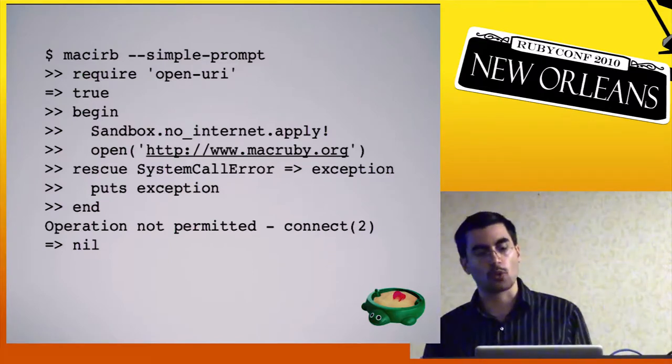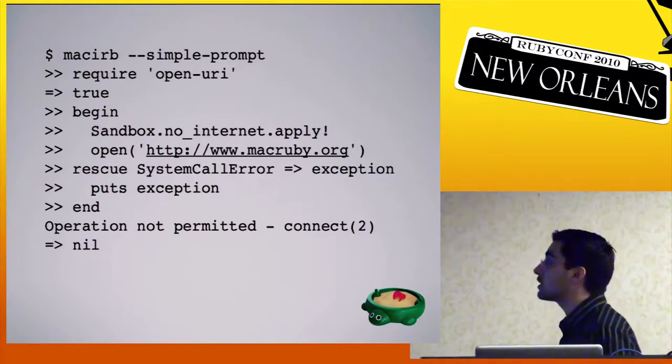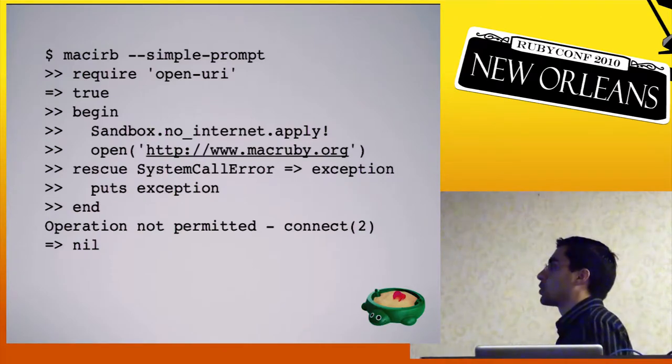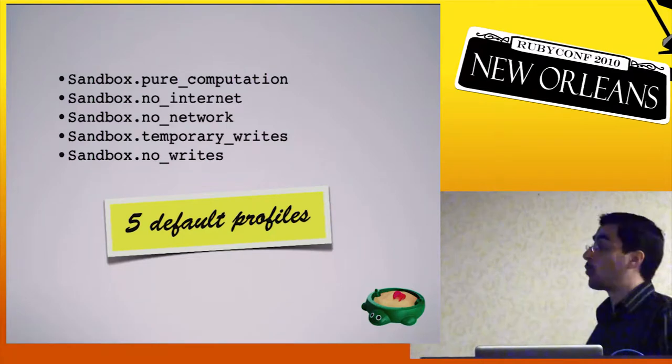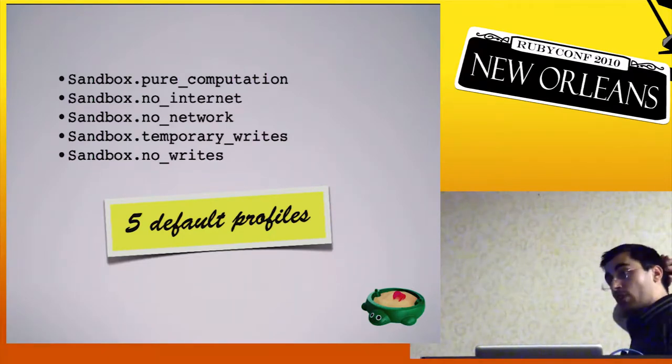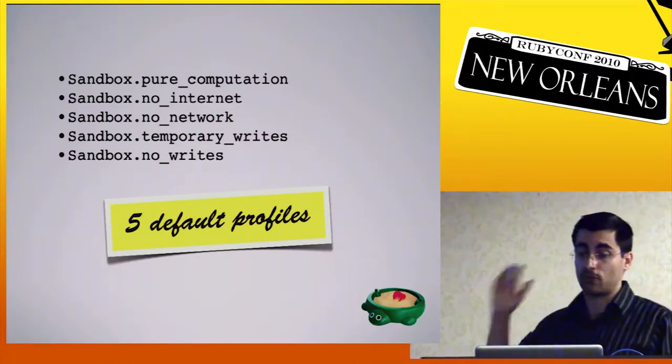And then we try to use OpenURI to access the MacRuby website. When we do that, it will raise an exception telling us that connect is not allowed. By default, you have five profiles, so you can make your application a bit safer, which is really good for your end users.